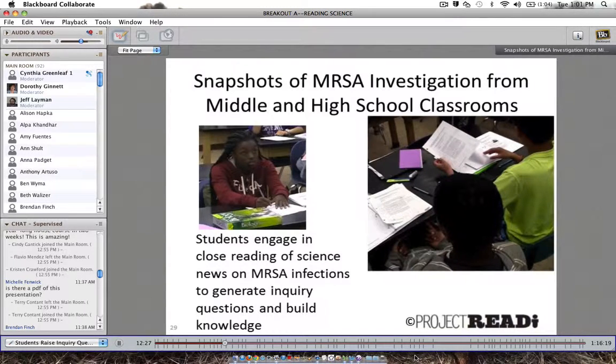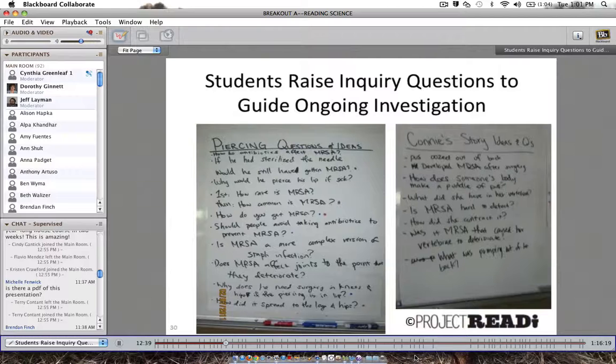As students are encountering ideas about MRSA and texts of various kinds, they generate inquiry questions that lead to more investigation with more text on this topic. Next slide. For example, after reading about a student who nearly died after having his ear pierced, the students in one ninth grade biology class generated a list of piercing questions that they had about MRSA. Questions that included, should people avoid taking antibiotics to prevent MRSA? How common is MRSA? How do you get it?